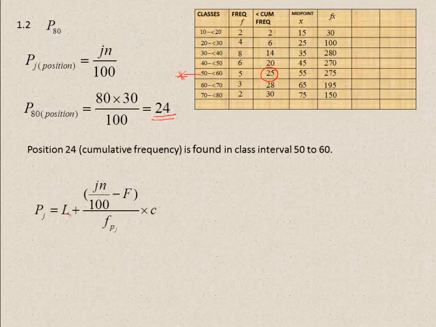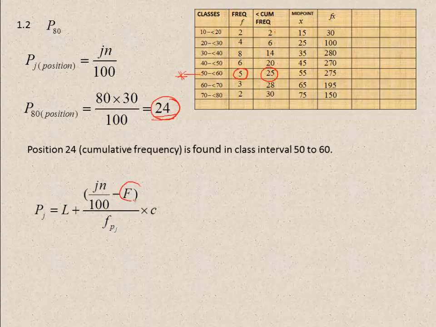Look at this, guys. Lower limit is 50. J, N over 100 is this actual value over here. This J N over 100 is the same 24 that I'm dealing with here. Let's deal with this frequency first. This frequency is the 5. Happy. Class width is 10.